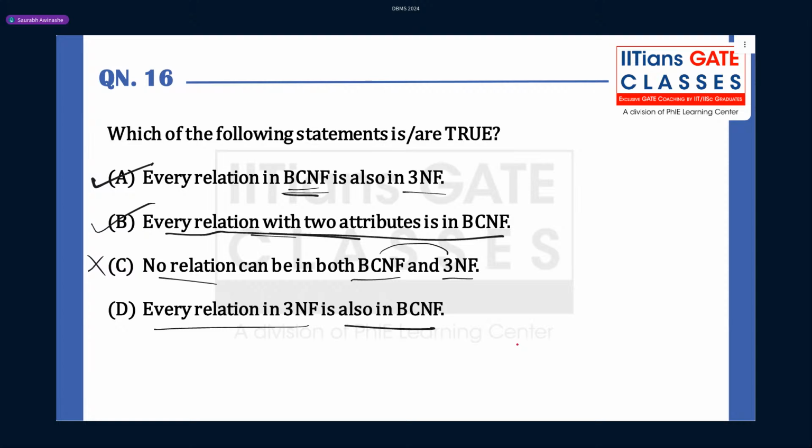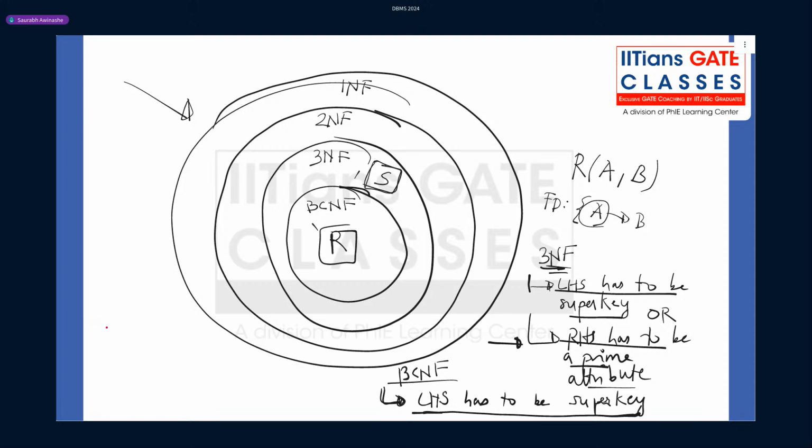Your statement D also has to be false. Every relation in 3NF does not need to be in BCNF, but every relation in BCNF has to be in 3NF. Okay, let's move on to the next question.